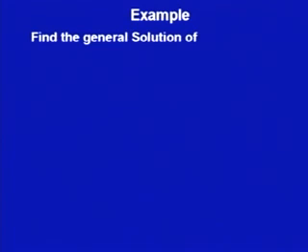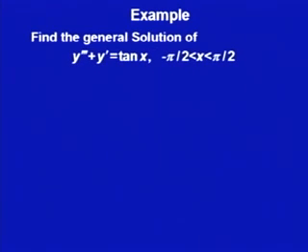Example: find the general solution of y triple dash plus y dash is equal to tan x in the interval minus pi by 2 to plus pi by 2. We see here this is a linear differential equation, the coefficients are constant, but the right hand side is not of those special forms. So, we have to use the method of variation of parameters. Let us see how we go for the solution.